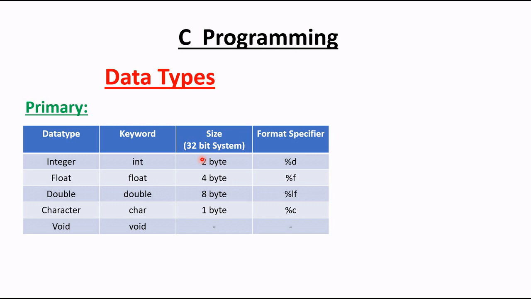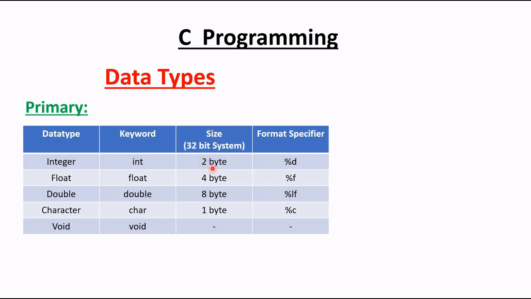And the size that it will take in the memory for a 32-bit system will be 2 bytes, and the format specifier will be %d. Now you may not understand the meaning of this keyword or this format specifier. I will tell everything. Keyword means, to declare one integer type data type, we have to write int in our C program. Like if we want to print something in the output, at that time we have to write printf. Like that, if we want to declare one integer data type, at that time we have to write int in our C program. And the size will be 2 bytes.